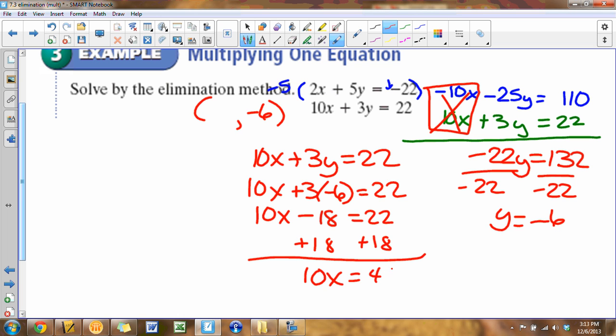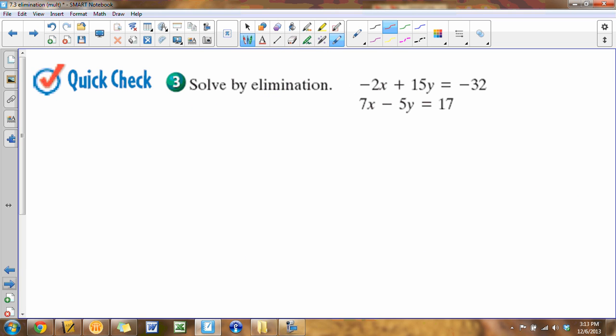10x equals 40. Divide both sides by 10. And x equals 4. And there's my solution, 4, -6. All right, let's try this one.